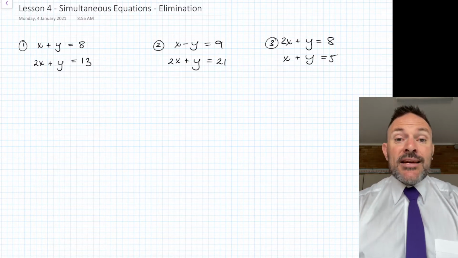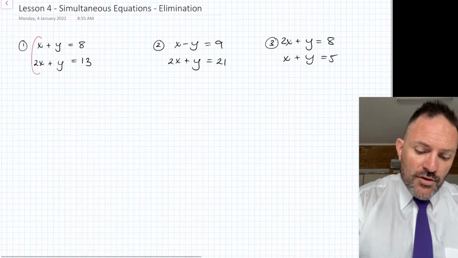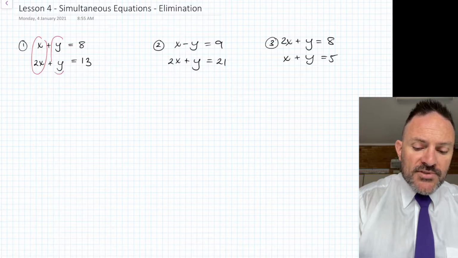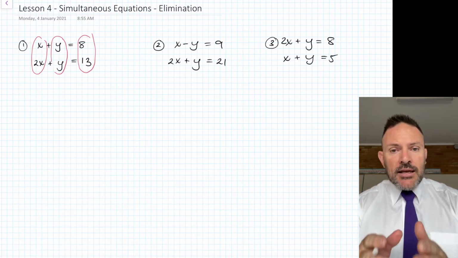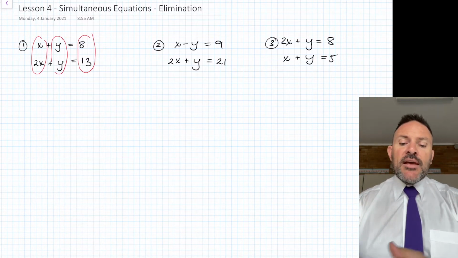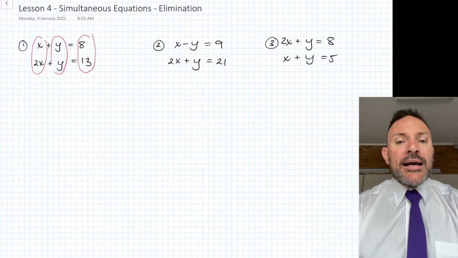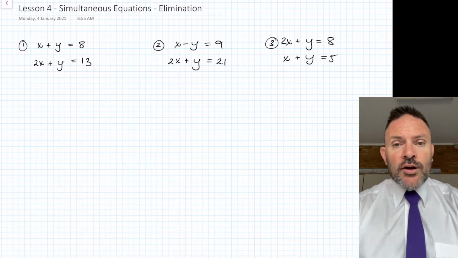Now, you might say, what's setting up nicely? Have a look at the vertical columns here, and you'll notice that we have the same variables underneath each other and the same numbers with the equal sign underneath each other. This is set up quite nicely for another method. Now you may have done this before, I'm hoping you have, but if you haven't, we'll go through it.